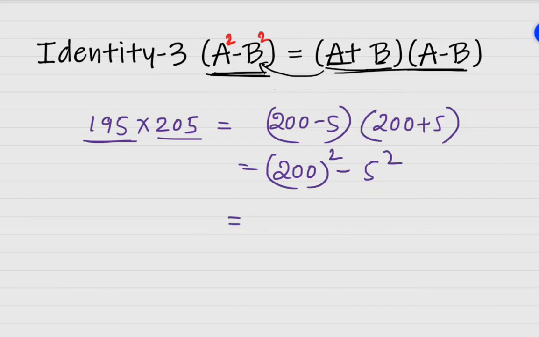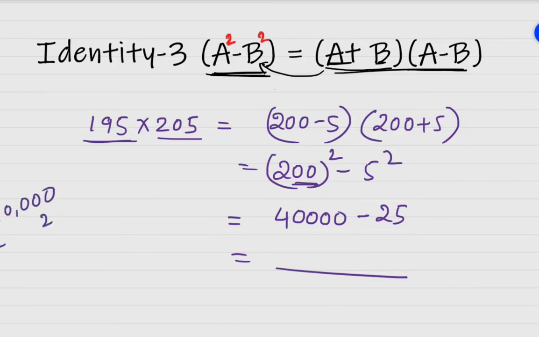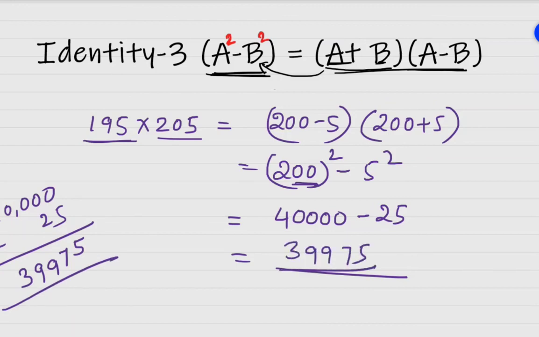So see here, 200 whole square means 4, and then 1, 2, 3, 4 zeros. 4 zeros, minus 25. Now subtraction part must be done carefully. 40,000 minus 25. So see, 5, 9 minus 2, 7, 9, 9, 3. So 39,975. So identity 3 is one of the very important ones amongst the three.